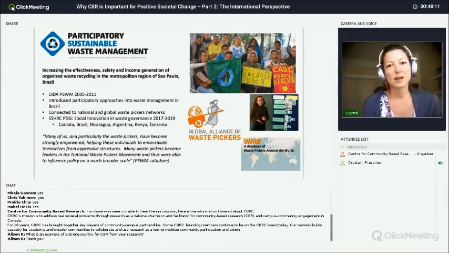The process is participatory, so the waste recyclers are part of the decision-making process of that project, from allocation of funding all the way to process and dissemination of knowledge. So to see that at such a large scale is quite amazing in terms of thinking about how CBR can be an avenue for positive social change.